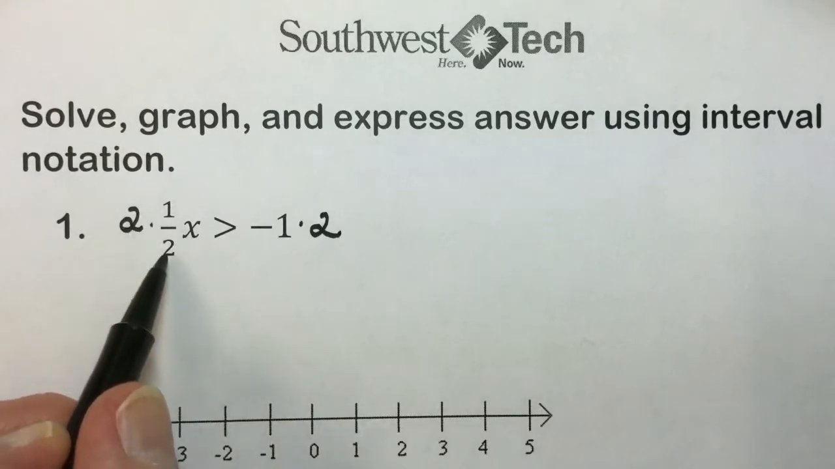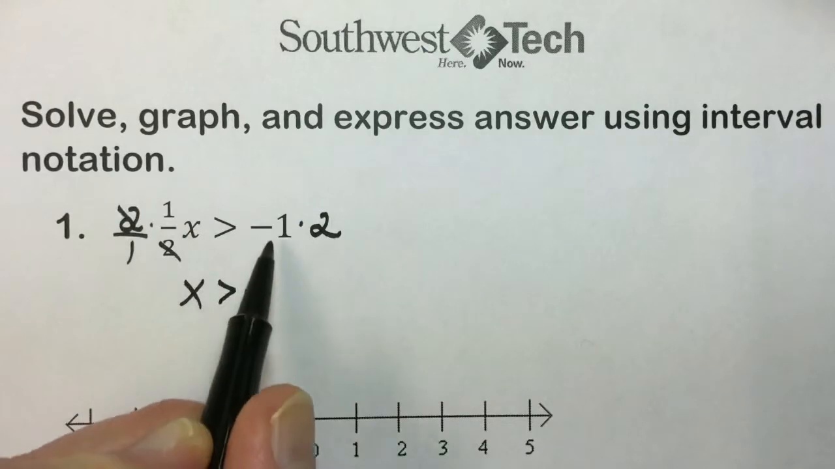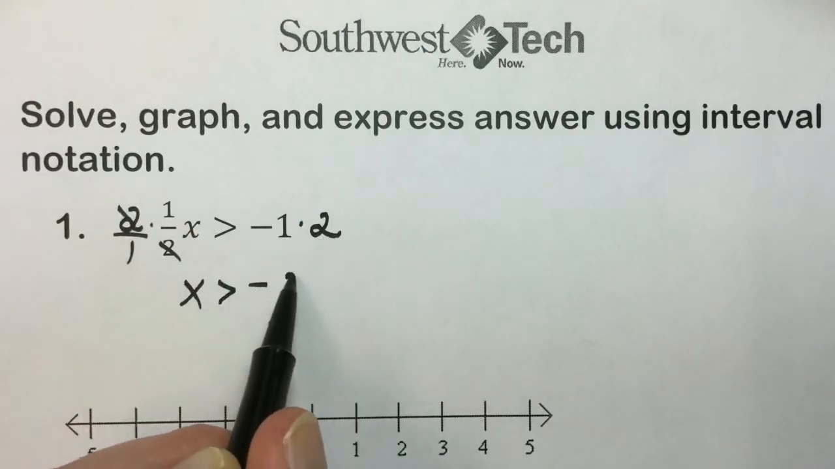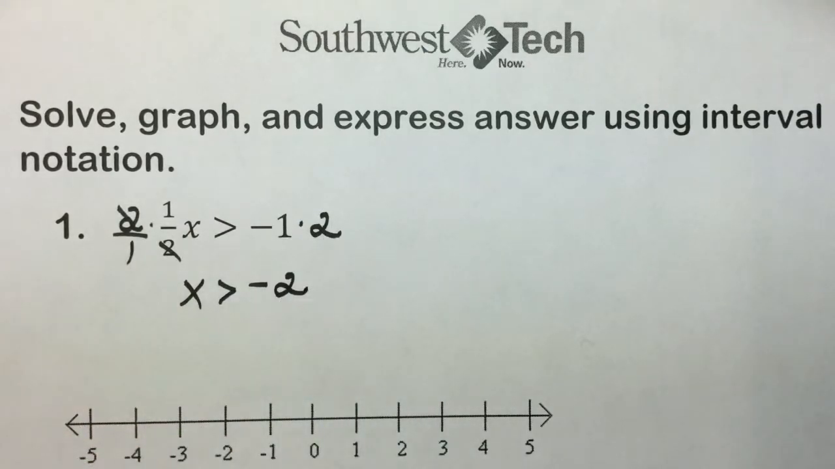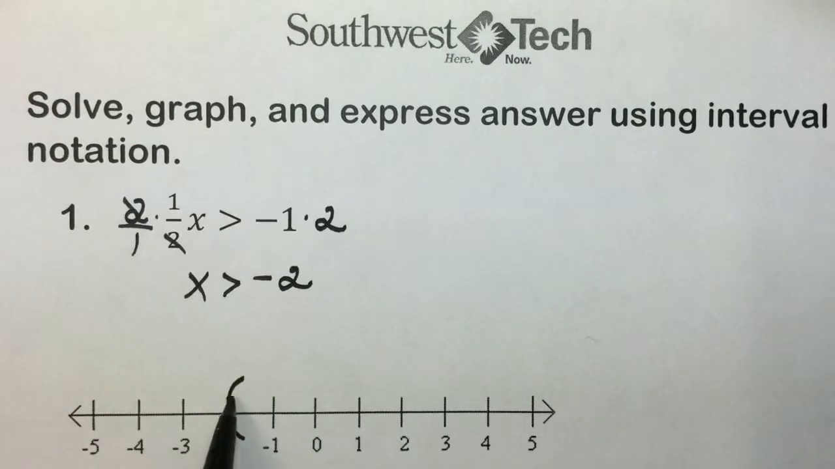The 2 times 1/2 cancel one another out, leaving x, and multiplying a negative times a positive, we get a -2. Graphically, we are starting at -2 but not including it. To indicate that, we'll put a parenthesis, and we want all the values that are greater than that. So we have the set of numbers here continuing infinitely towards positive infinity.